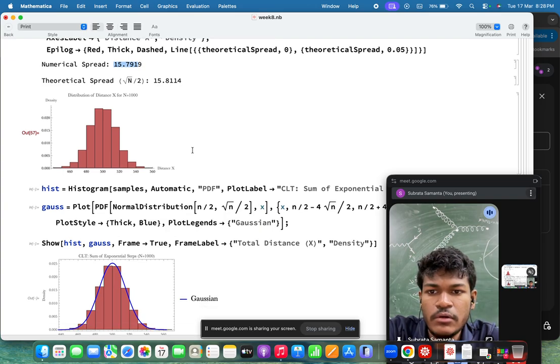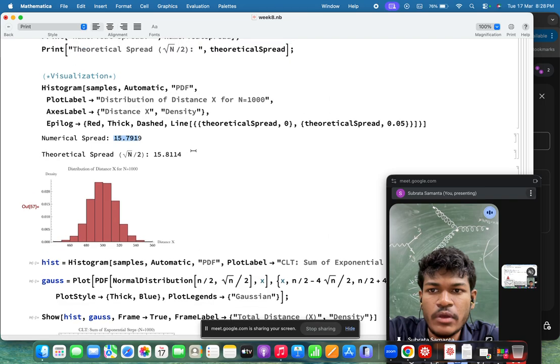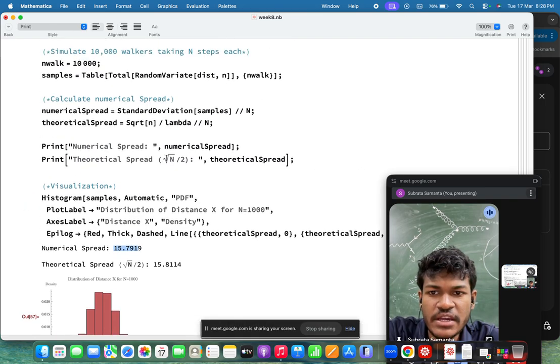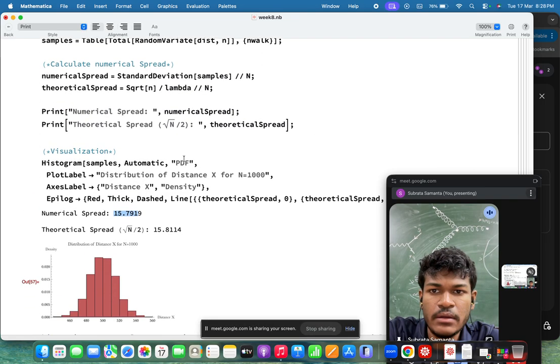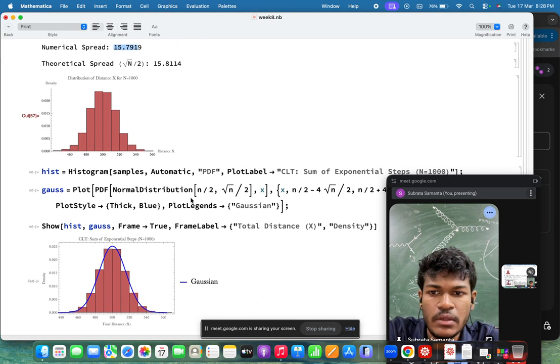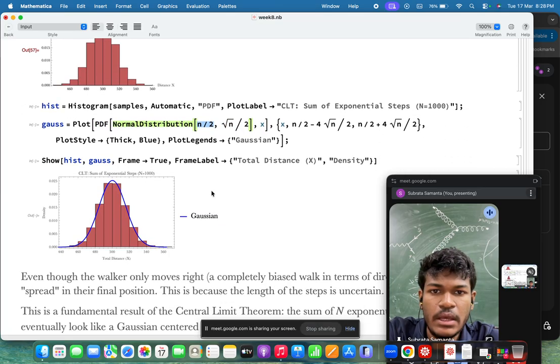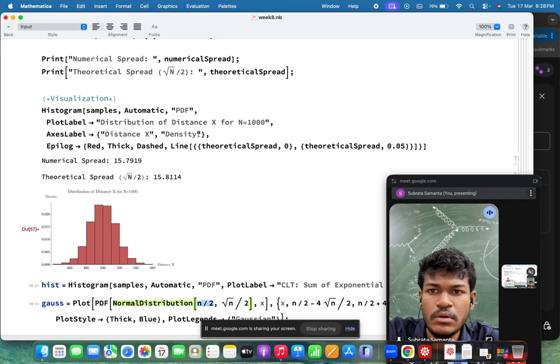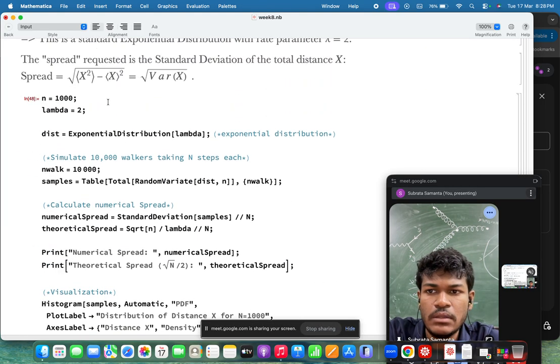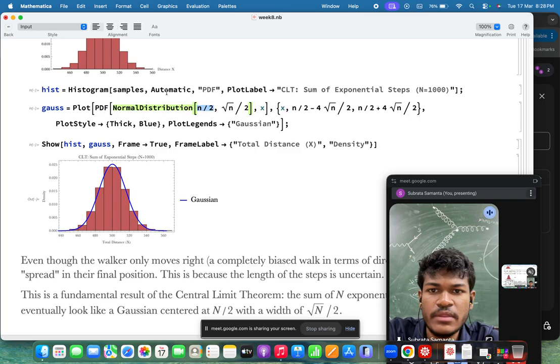Now, if you also match with a histogram, what is your spread? The standard deviation is basically square root of n over 2, and the mean is basically n over 2. So, I draw a Gaussian distribution with mean n over 2 and sigma square root of n over 2, for n equals 1000, and I plot a histogram.